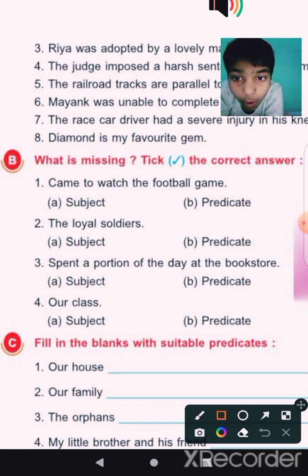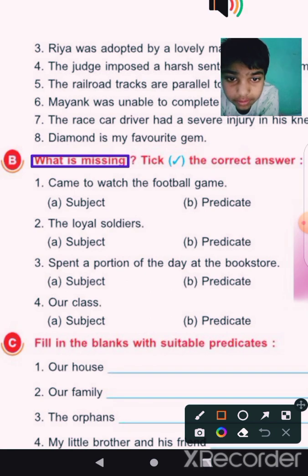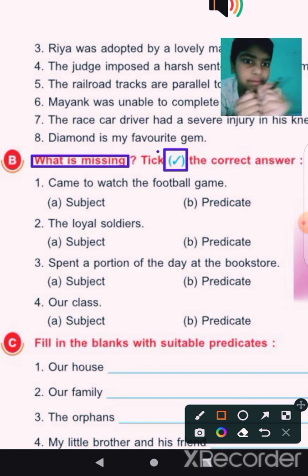What is missing? What isn't there? And we have to take that particular thing. So what is missing? That's our mystery.